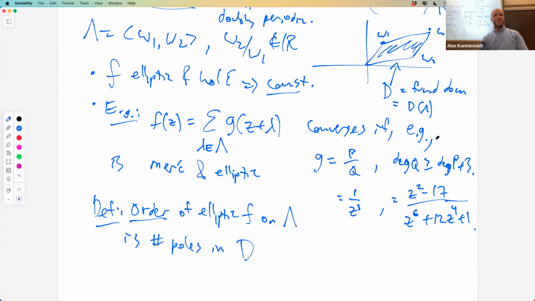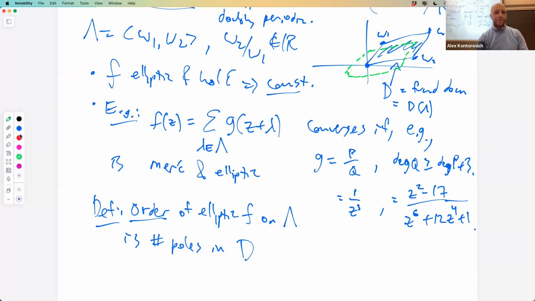Okay. And by the way, it doesn't have to be the one that goes from 0 to W1 to W2 to W1 plus W2. It could be any translate. Let me make that in green. You could take a little translate like this, and that's also a fundamental domain. Right? It doesn't have to be the one on the lattice. Anything like this will tile by translations. Okay, does that make sense? So the order is the number of poles in a fundamental domain.